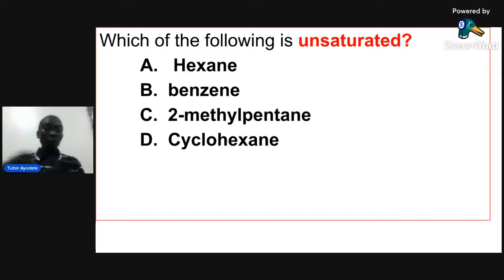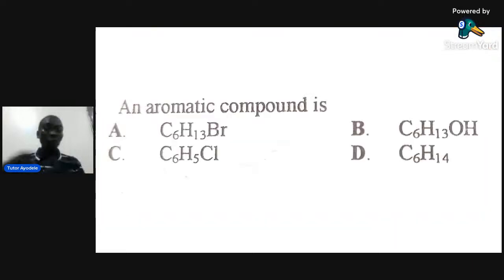Okay, let's move to the next question. Looking at this, aromatic compound is... Don't forget that I said benzene undergoes both addition and substitution reactions, right? So you know the formula of benzene to be C6H6.